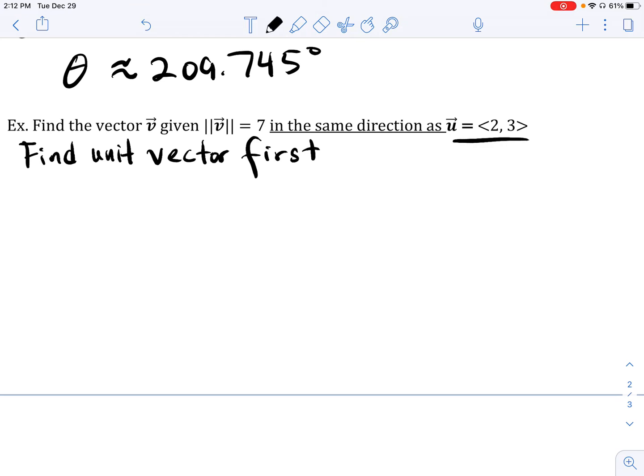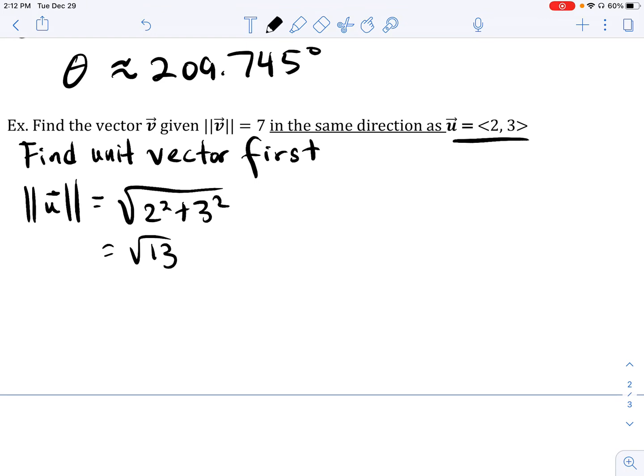So let's call this unit vector v. So for our unit vector v, to start, we would need to know the magnitude of u. So let's start by finding the magnitude of u. The magnitude of u is simply the square root of 2 squared plus 3 squared. That's going to give me root 13.